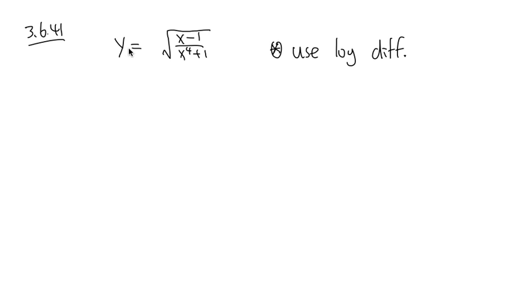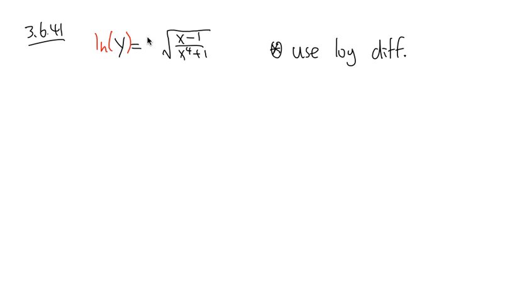3.6, number 41, we are going to find the derivative for y is equal to the square root of (x minus 1) over (x to the 4 plus 1). This is a rather complicated function, but if we ln both sides, we can somehow make this easier. Let me show you. And by the way, that's what we mean by log differentiation.